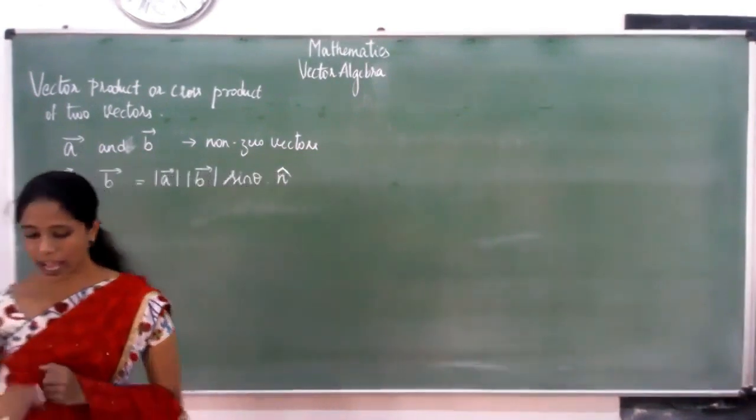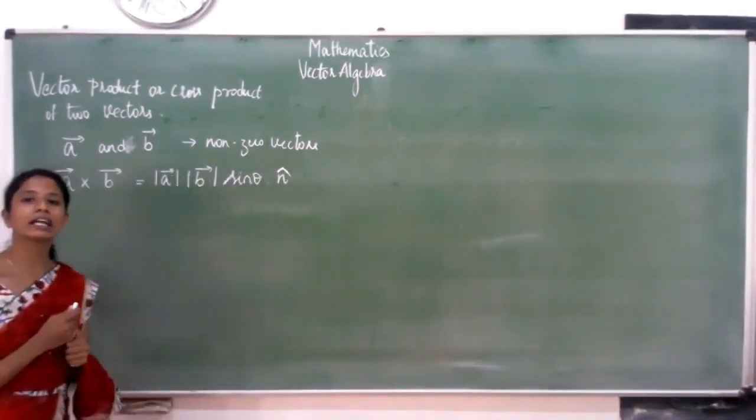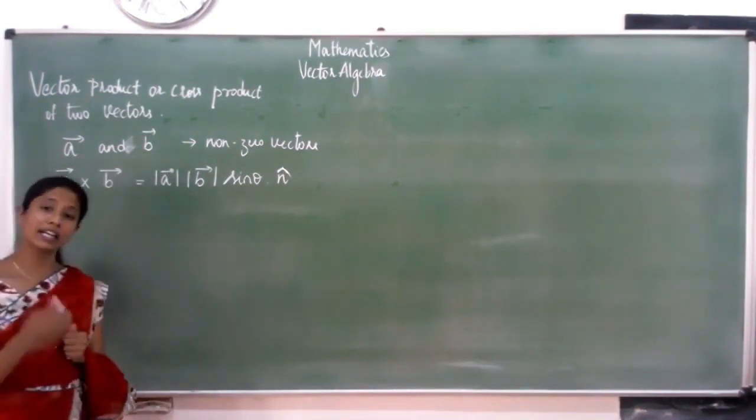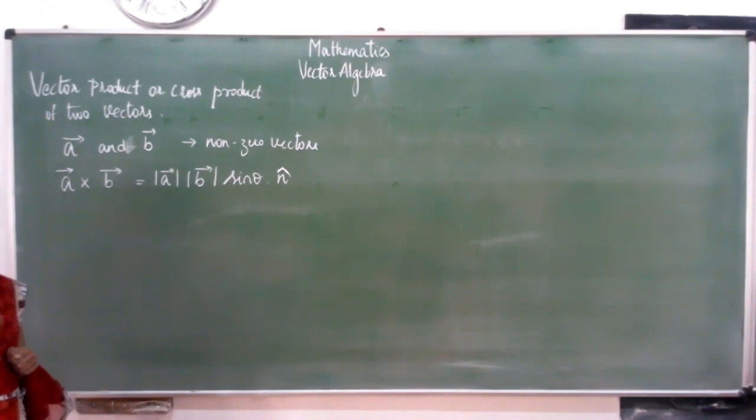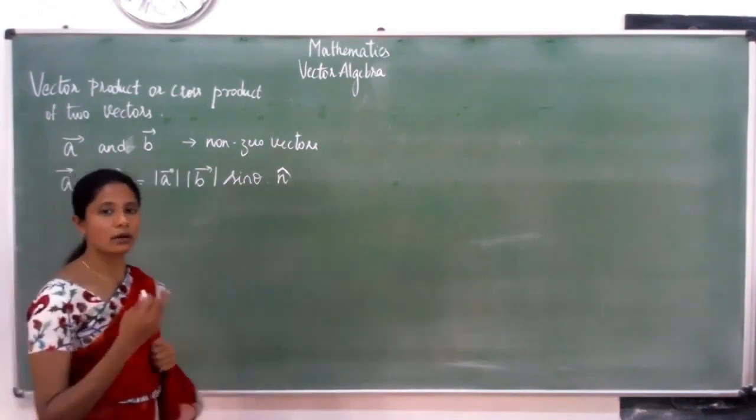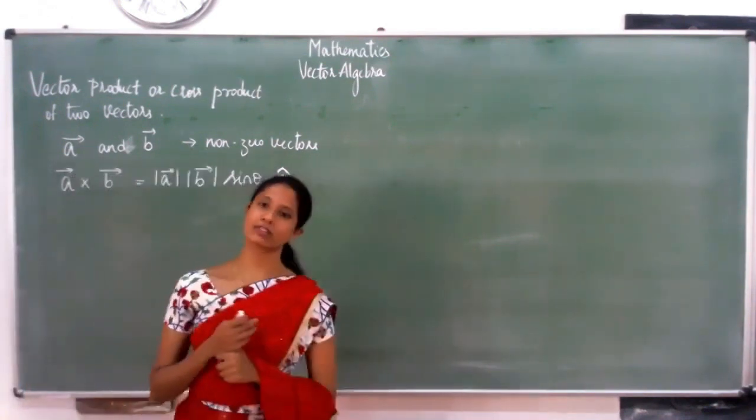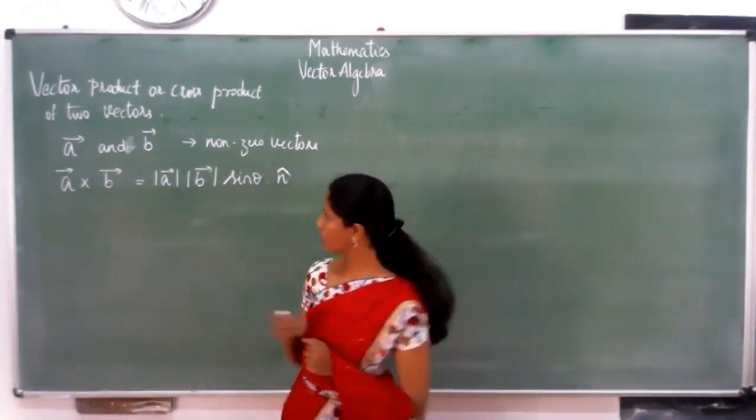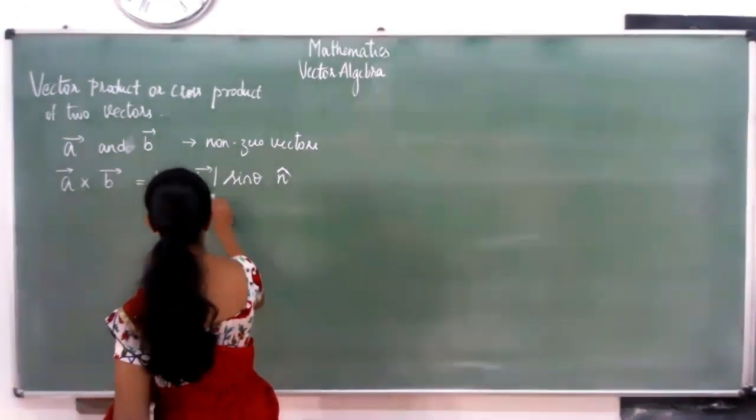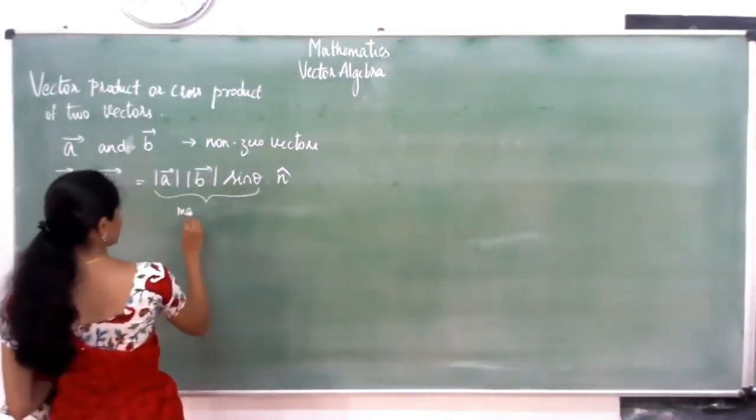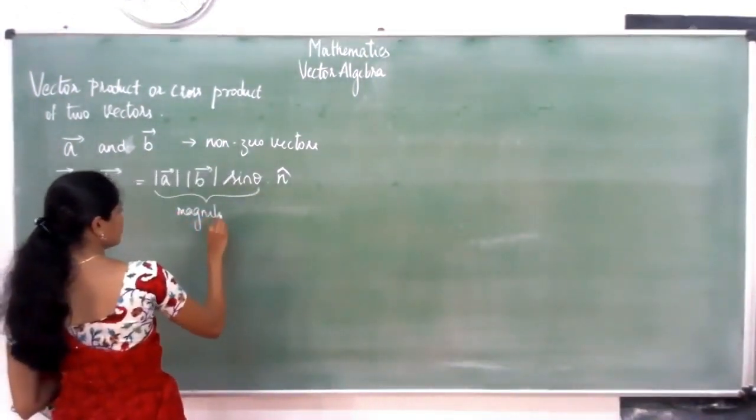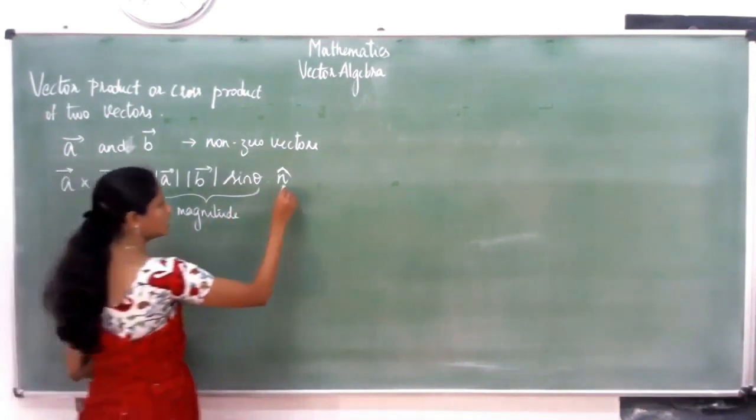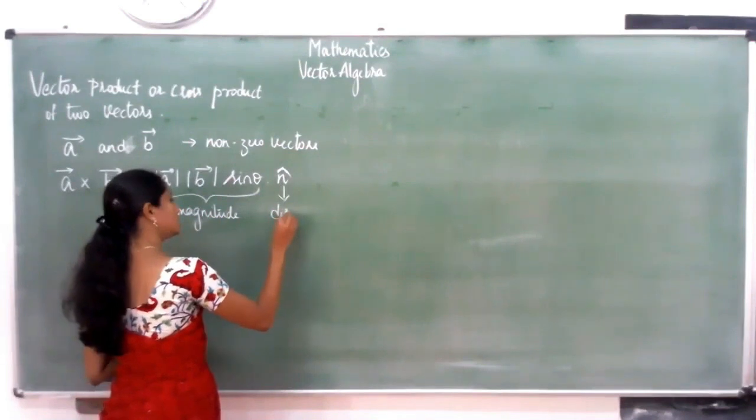Now here, as we say vector product, the resultant of the product of these two vectors is a vector again. And we already know what a vector is. A vector is that quantity which has got both magnitude and direction. So here, this part defines the magnitude of the resultant vector from these two vectors, and this gives us the direction.